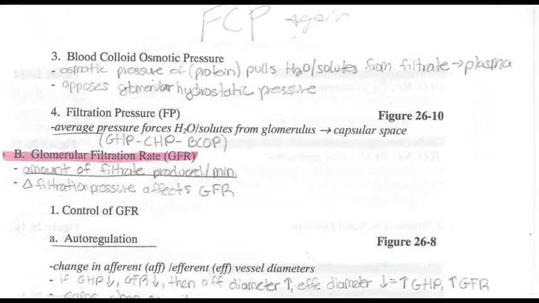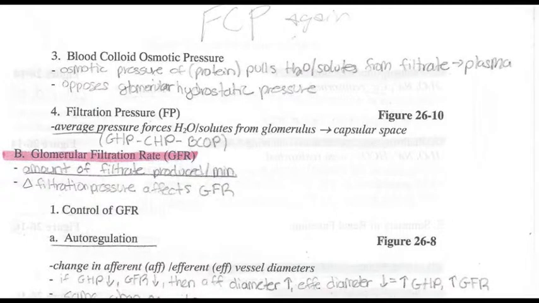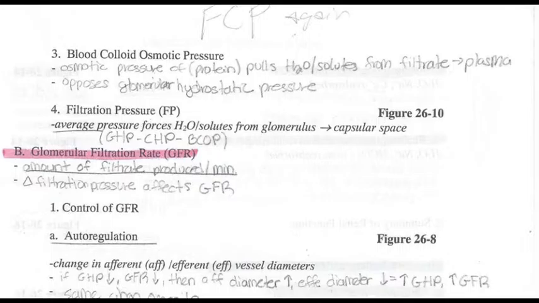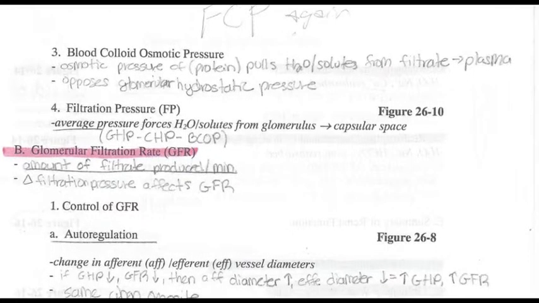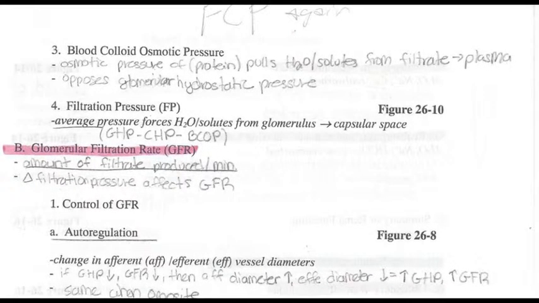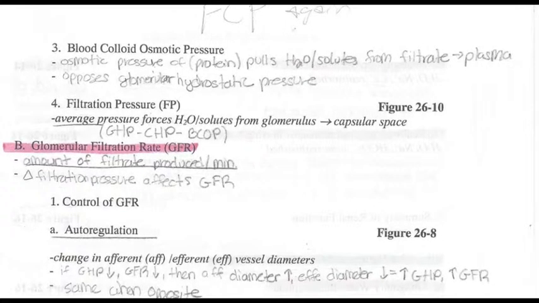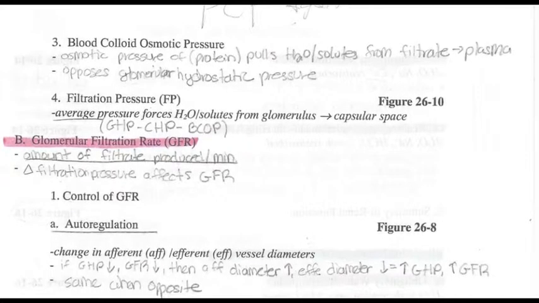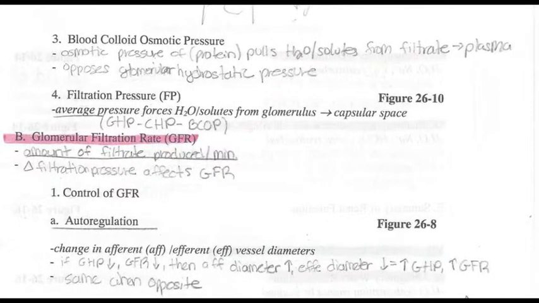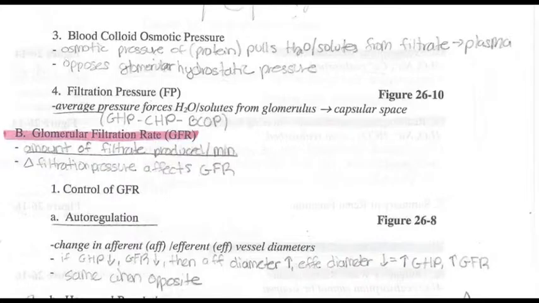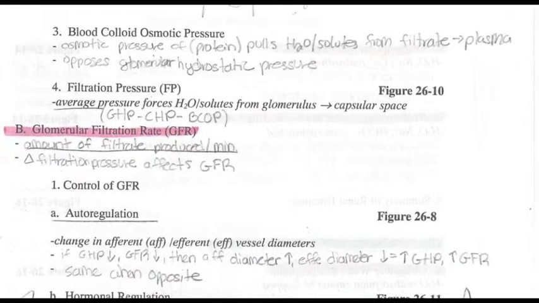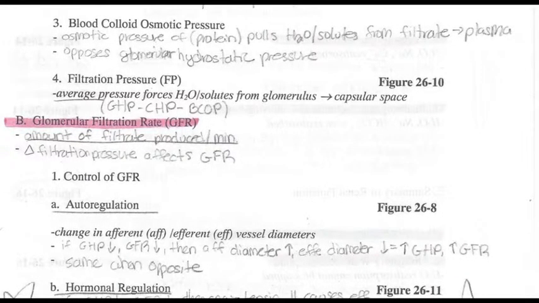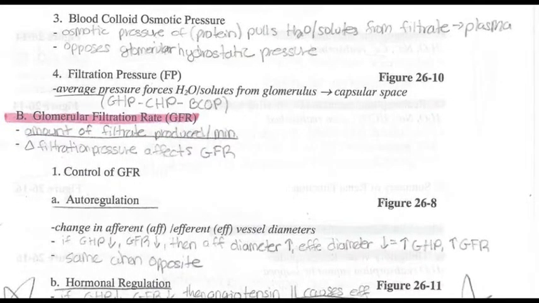3. Blood colloid osmotic pressure. This is the osmotic pressure of protein that pulls water and solutes from the filtrate into the plasma. It opposes glomerular hydrostatic pressure. 4. Filtration pressure, abbreviated FP. This is the average pressure that forces water and solutes from glomerulus to capsular space. The equation is GHP minus CHP minus BCOP.